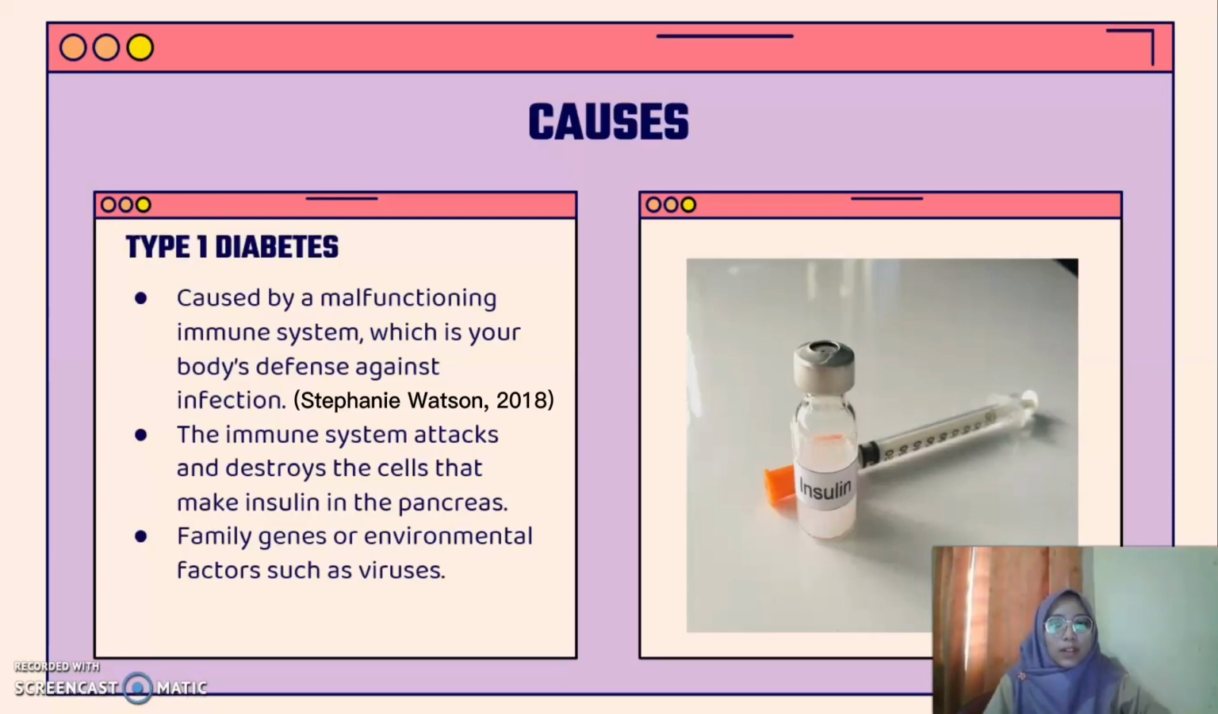Type 1 diabetes is caused by a malfunctioning immune system, which is your body's defense against infection. When you have type 1, the immune system attacks and destroys the cells that make insulin in the pancreas. Medical research seems to indicate that type 1 diabetes is caused by family genes or environmental factors such as viruses.